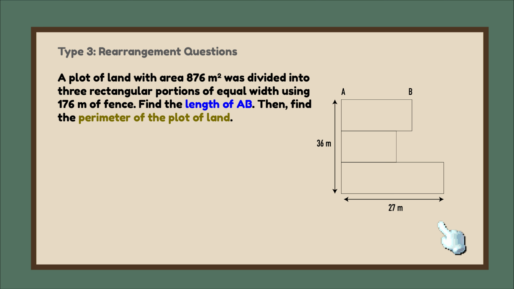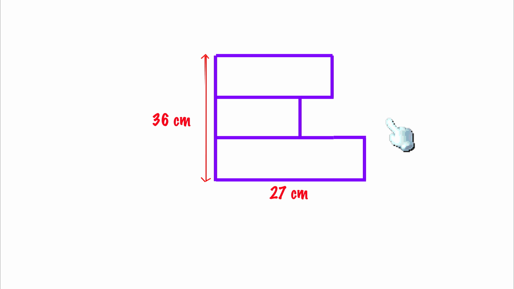So there's a plot of land with an area. I need to find the length of AB, and then the perimeter of the plot of land. But all we know is the total length of the fence, and we don't know any of the smaller lengths here. I'm going to try rearranging and moving the lengths to the outside to fill it up. And this looks really useful.